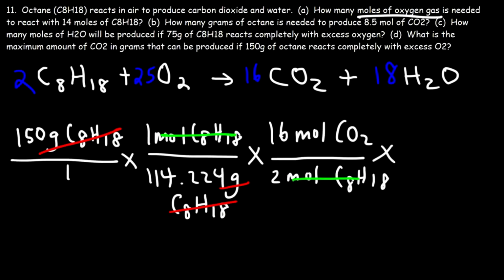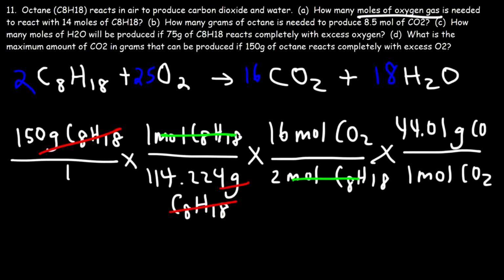Now the last step is to convert from moles to grams. So we already know the molar mass of CO2. We've seen it many times. It's 44.01 grams per mole. So now we can get rid of these units. And let's get the answer. So it's going to be 150 divided by 114.224 times 16 divided by 2 times 44.01.